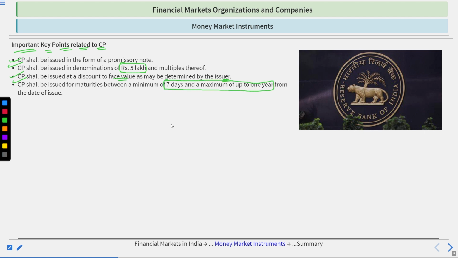date of issue. Which means the company from which the CP has been issued and to which you have provided your money can hold your money within 7 days or a maximum of up to 1 year. After that, they are required to repay your amount back to you and the dues would be clear. So this is only the tenure, or what we call the maturity period.